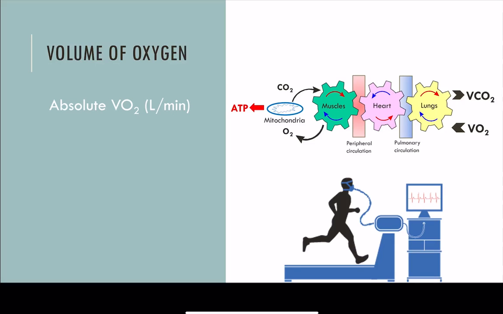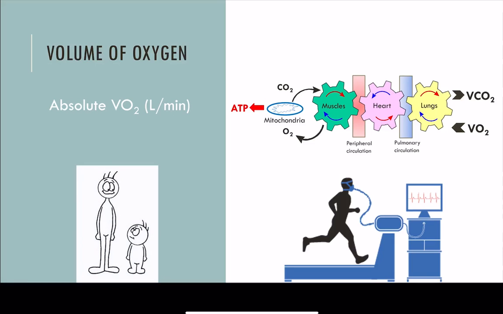But the measurement of absolute VO2 has a problem. And the problem is this. These two individuals have very different sizes of their bodies. And it would be very hard to compare the overall fitness of these two little cartoon characters based on absolute VO2 because their physical size is so different. And if we're going to use this measure to interpret the function and performance of the cardiovascular and pulmonary system, we need to be able to compare it between people and have normative data.